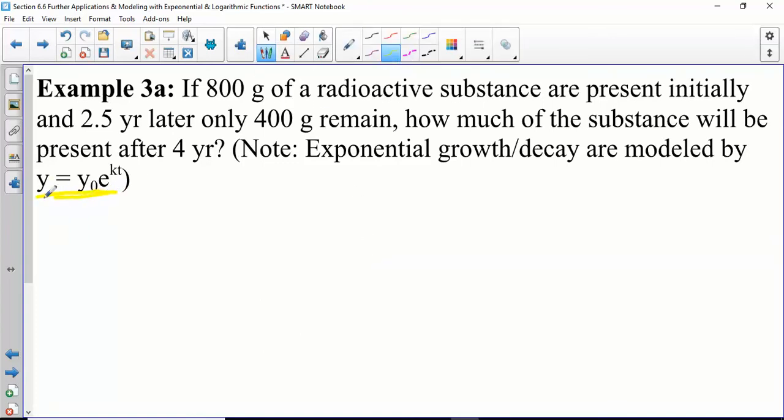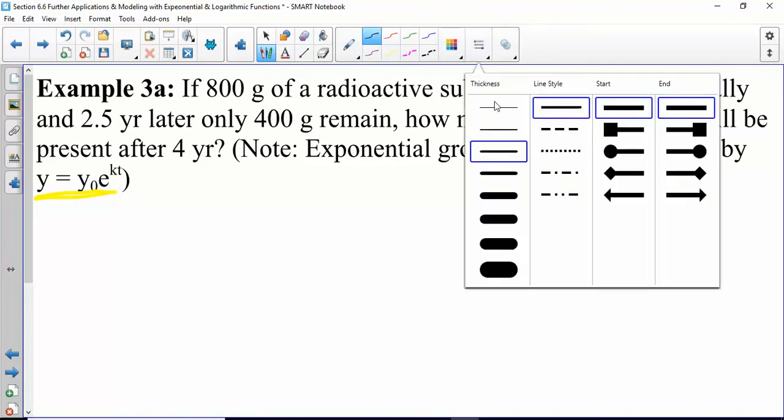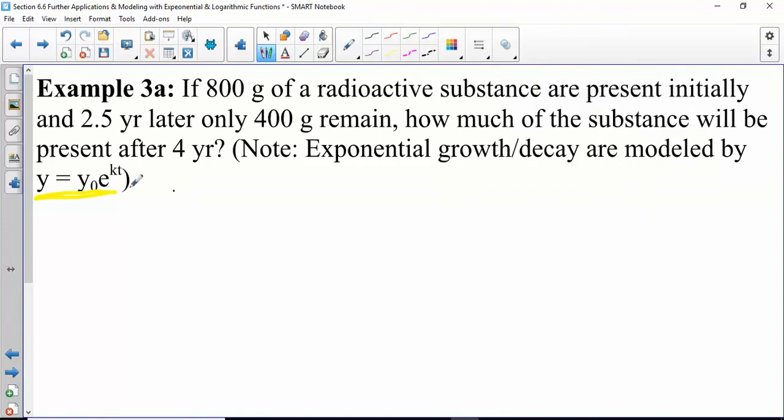It looks like this. Y is the amount present at a given time. Y sub 0 is the initial, the amount at time 0. K is a constant. If it's growth, K will be positive. If it's decay, K will be negative. So if I'm looking at this, 800 grams is what was present initially. So that is my Y sub 0.